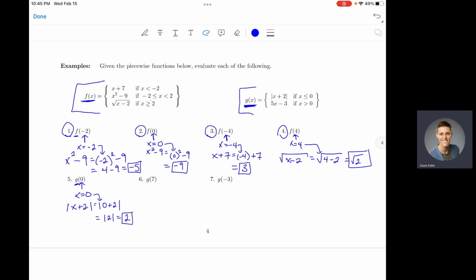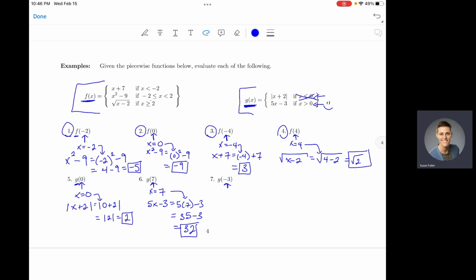Okay, how about g of 7? This says we have an x value of 7. Is 7 less than or equal to 0? No, that's not true. How about this one? Is 7 greater than 0? The answer is yes, this is the function we're going to use. So we'll use 5x minus 3, and don't forget to plug in x equals 7. So the value here is 35 minus 3, which is 32.